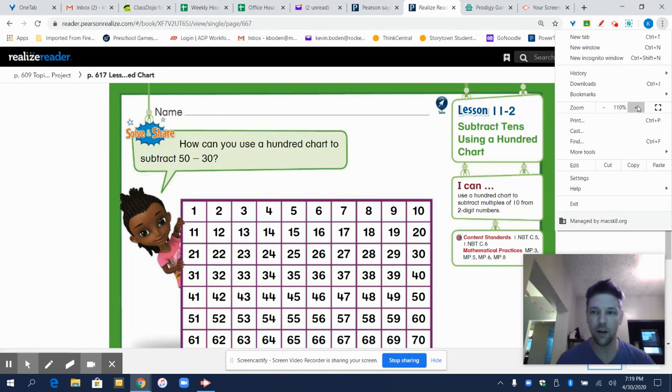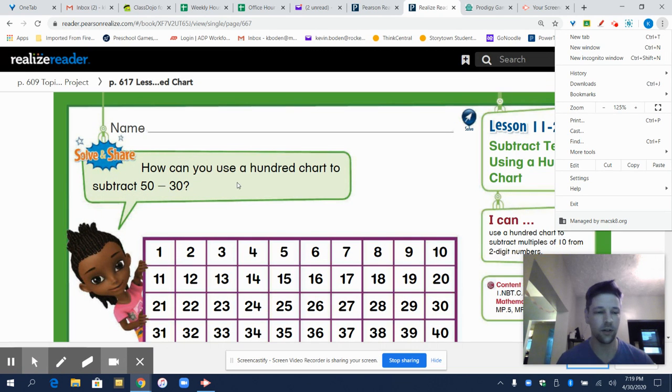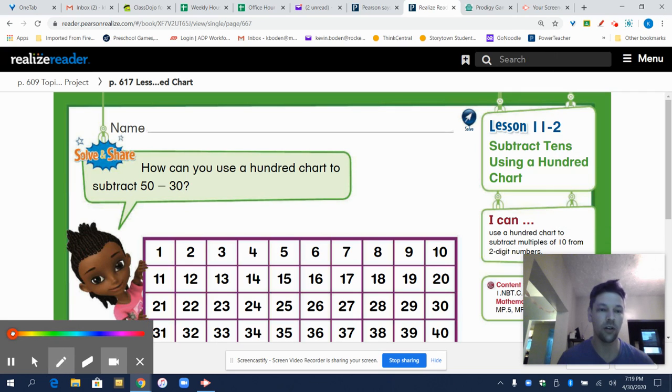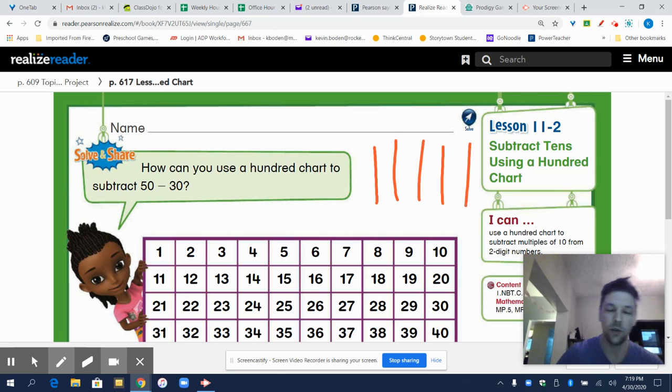I'm going to zoom in really far, and I'm actually going to do this problem for you first with the review from yesterday. It says, how can you use a hundreds chart to subtract 30 from 50? Well, stop. I'm not going to do that at all. I'm going to draw a picture of that equation to show us what we learned yesterday. 50 minus 30. 10, 20, 30, 40, 50. So we have 50 in all, or 5 tens. Now it says take away 30, or 3 tens. Take away 1, 2, 3. So 50 minus 30, how many are left? 2 tens, that's right.